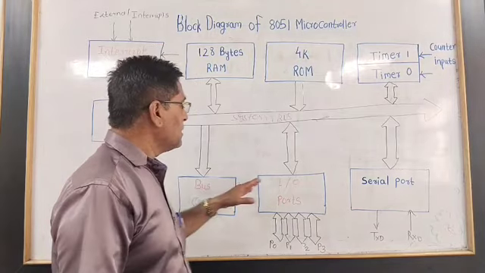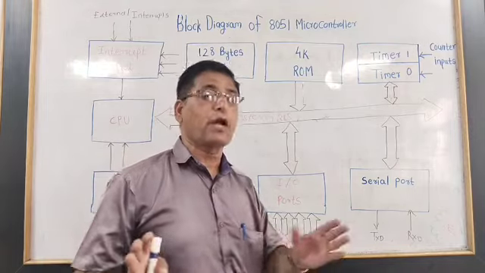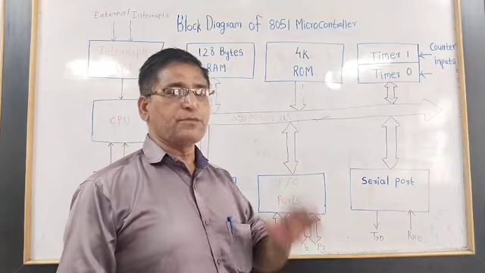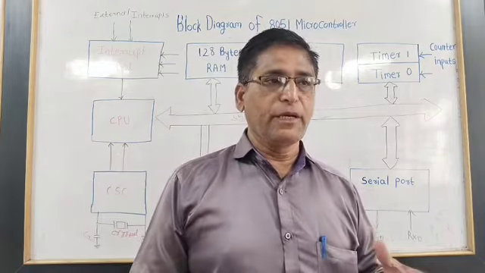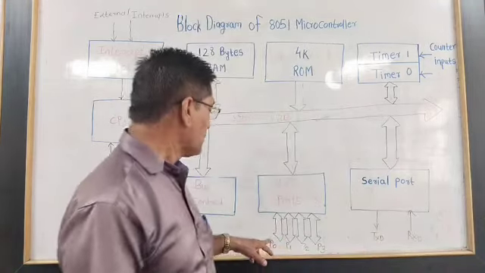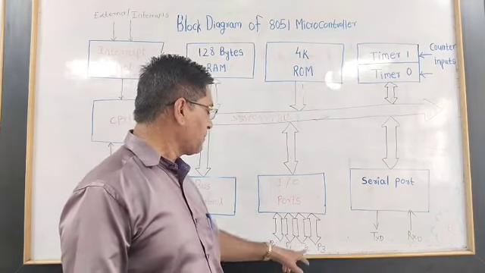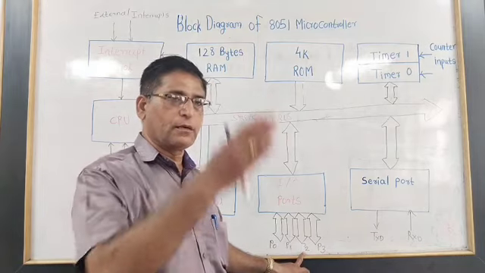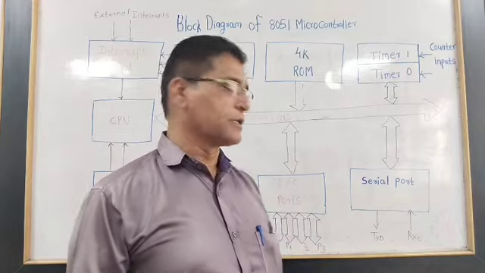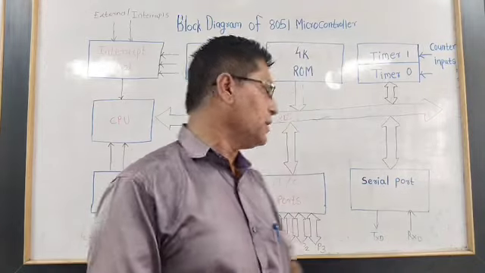Now it has I/O ports. It actually has 4 I/O ports, that is input output ports P0, P1, P2 and P3. Each port is bidirectional. That means the data can flow in both directions. Port P0 and P2 are assembled on one side, and port P1 and P3 are assembled on the other side. That means even ports are on one side and odd ports on the other side.